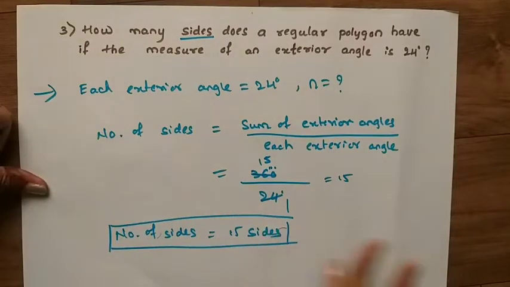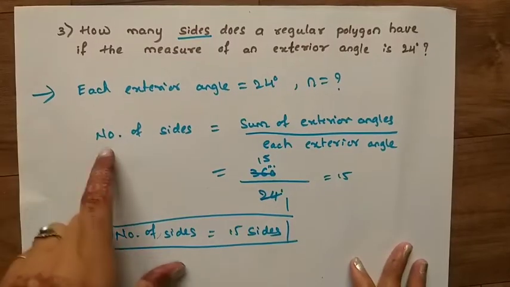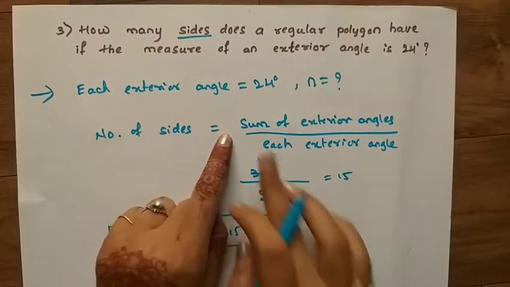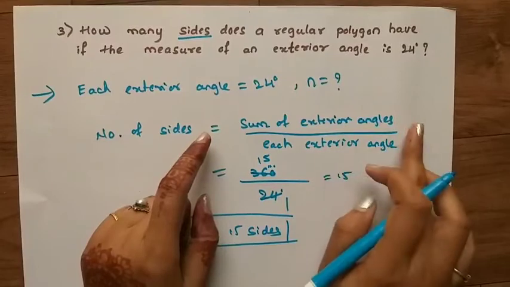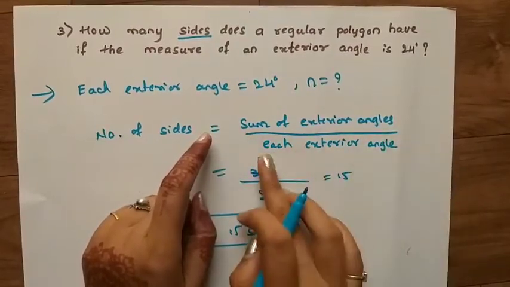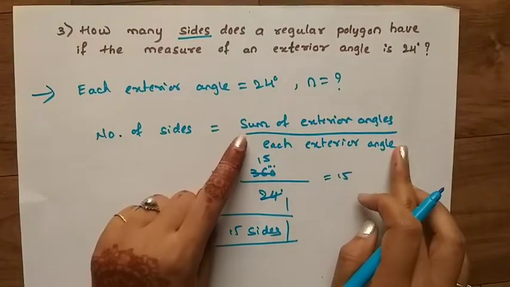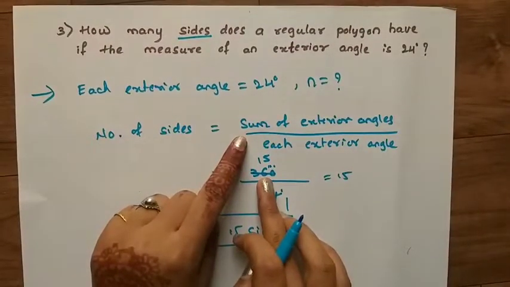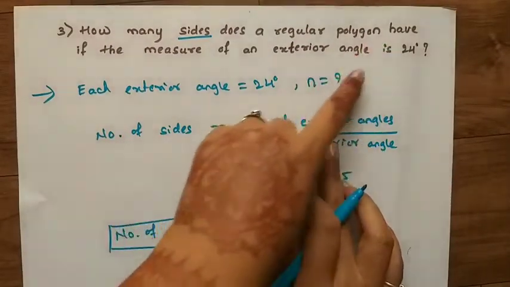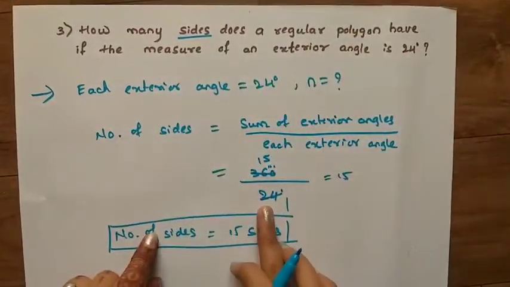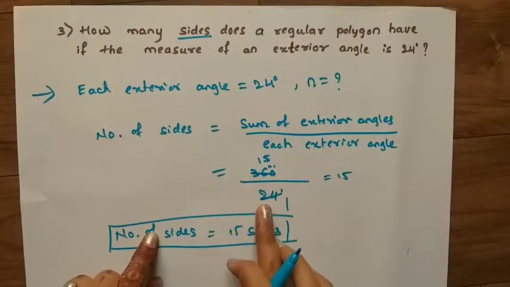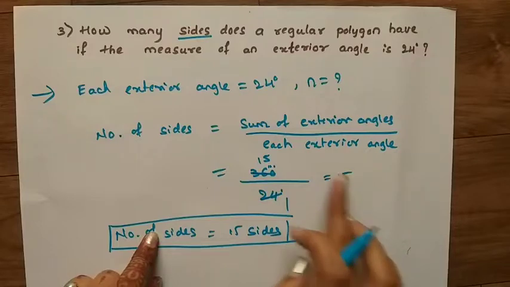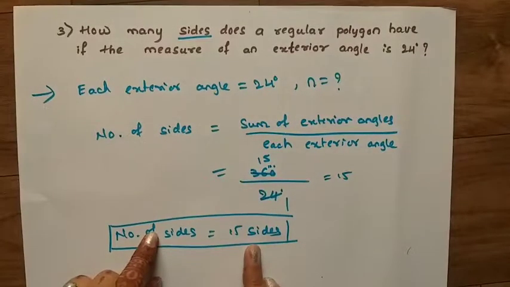So here I am applying the formula: number of sides is equal to sum of exterior angles divided by each exterior angle. The sum of exterior angles is always 360 degrees. So each exterior angle, how much is given here? 24 degrees. So right here 24. So 360 divided by 24, the answer is 15. The number of sides is 15 sides.